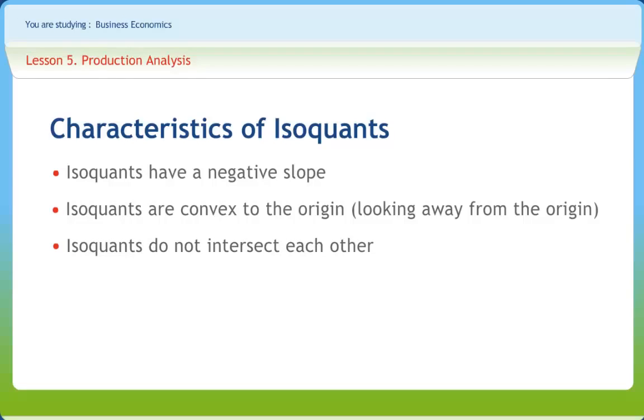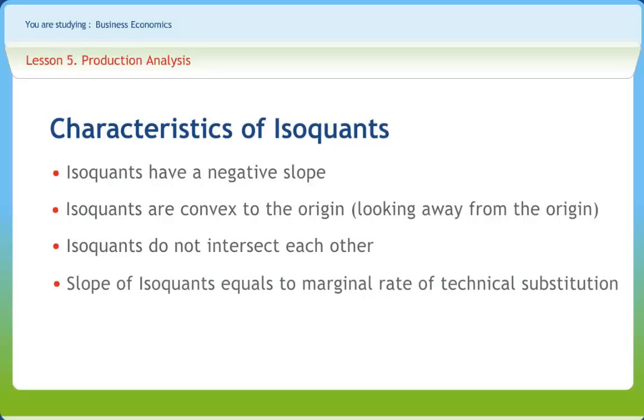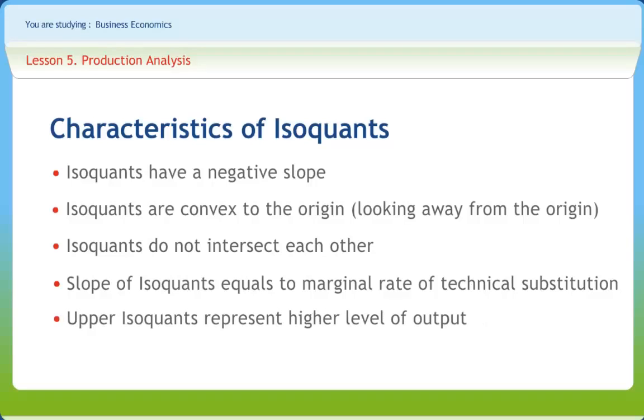This means that an output could be produced with smaller as well as larger input combinations. We have already discussed that the slope of an isoquant is equal to the marginal rate of technical substitution. Again, a very important feature to understand is that the upper isoquant represents a higher level of output. The logic lies in the fact that higher isoquants imply larger input combinations, which generally produce higher output.